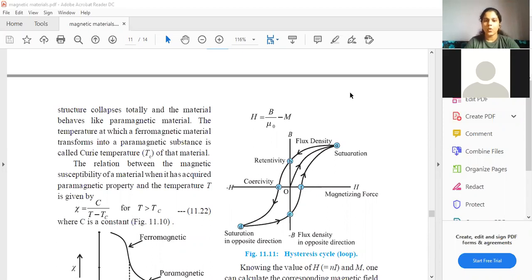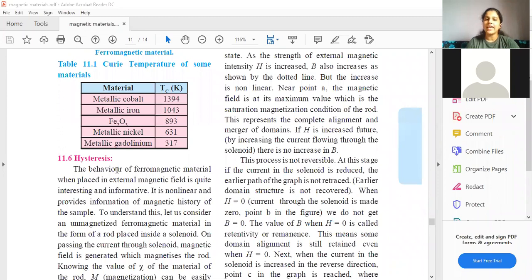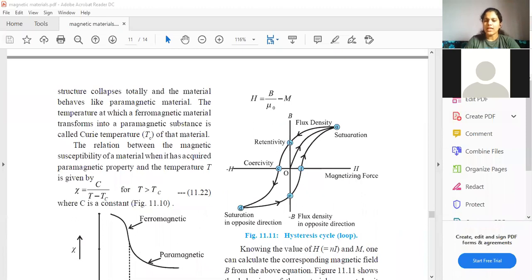Okay, fine. Let's move on to the next topic, that is hysteresis. Again, this is for a ferromagnetic material. I don't know if you have seen the concept of hysteresis before. I am not sure. But this graph that is there is called a hysteresis loop or hysteresis cycle. Let us try to understand what is happening in the graph.